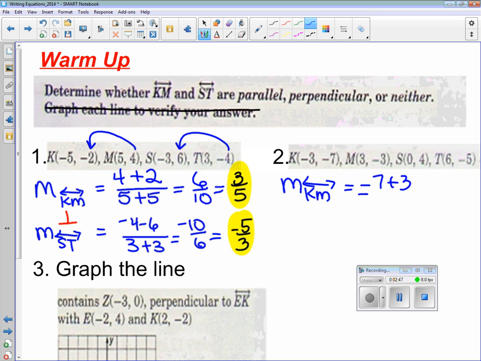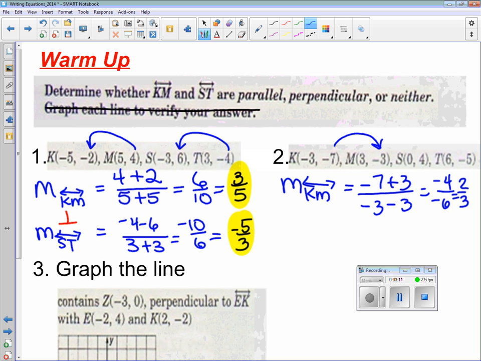Okay. And did you notice he went in a different order? Did you notice he went from here to here? Is that okay? Perfectly okay as long as you're consistent. If you're going to start with K and go to M, then you need to do that in both the numerator and the denominator. Okay? And so I got what? Negative 4 over negative 6, or 2/3? Is that what you got?